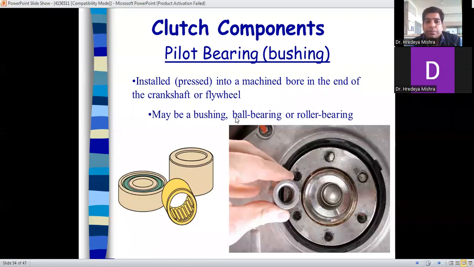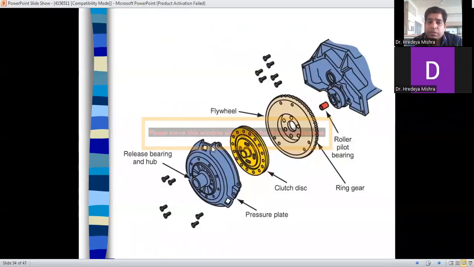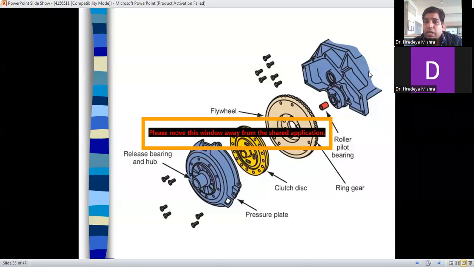Okay, so maybe the bushing is from the ball bearing or roller bearing. Okay, so see, this is the different color, one housing and end housing.